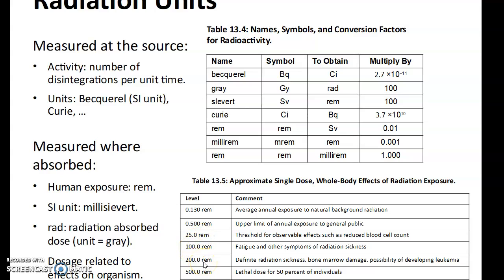And then this right here is definite radiation sickness, bone marrow damage, possible leukemia. Other symptoms include diarrhea and hair falling out, and all those sorts of things happen at this level right here. This is a lethal dose for 50% of the individuals. 1,000 rems is a lethal dose for everything.